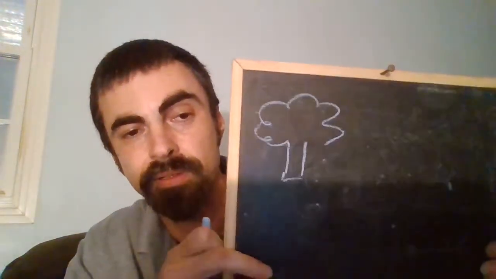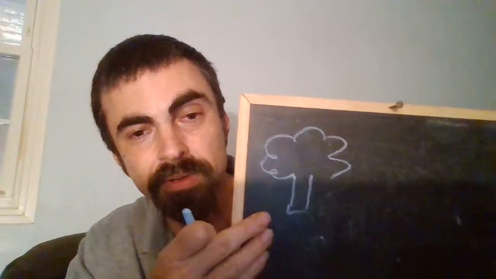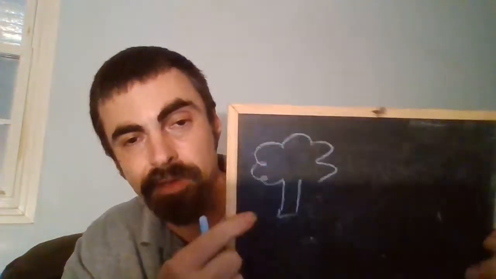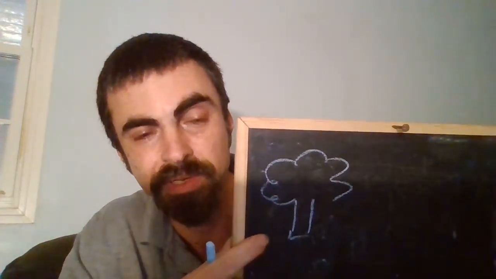Now, I got my little handy dandy chalkboard here. So let's just draw a little object. I don't know what to draw. Let's just draw a tree. So we got a tree over here. There you go, fancy artwork. That's our tree. It's a real physical object, we're going to say.